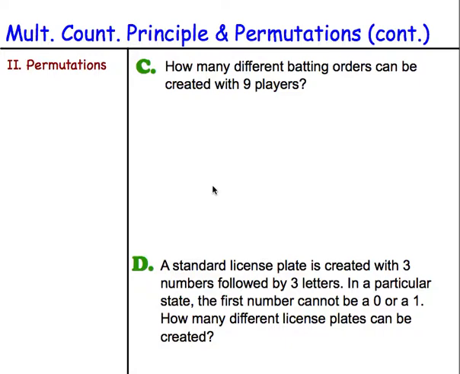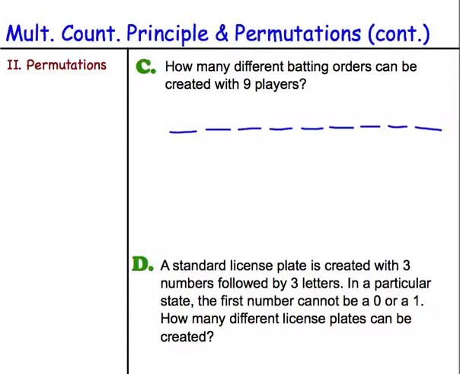Fundamental counting principle. However, it uses it in a slightly different manner. So here, this first example we've got: how many different batting orders can be created with 9 players? So if I think about that, I know a batting order is 9 people. So I've got 1, 2, 3, 4, 5, 6, 7, 8, 9. So I have 9 different decisions to make.